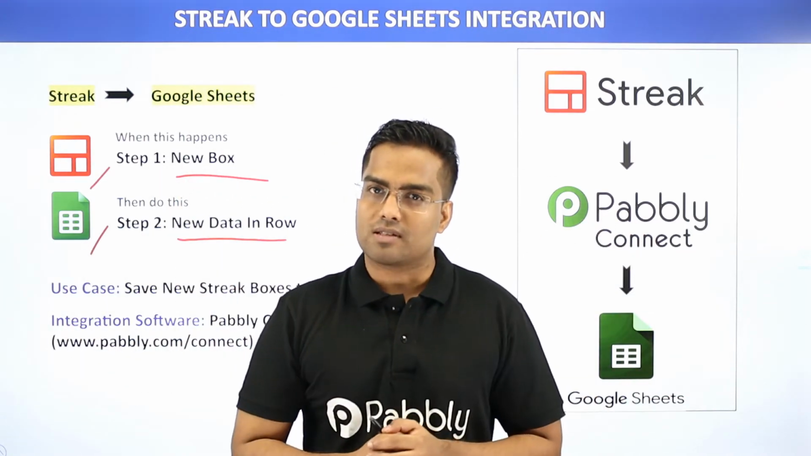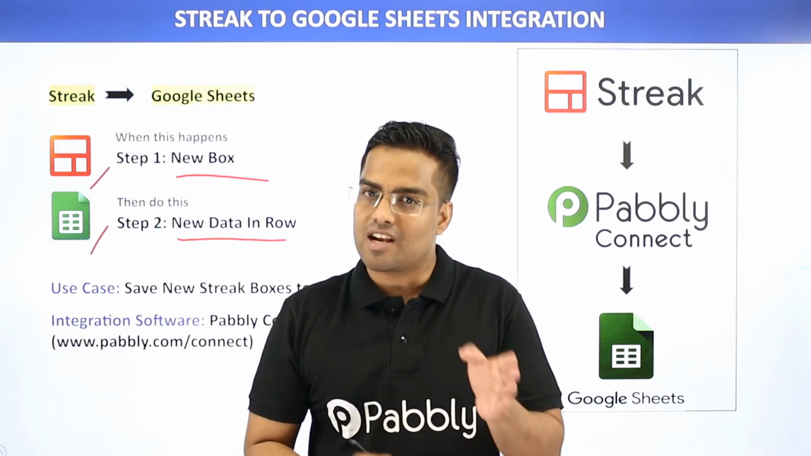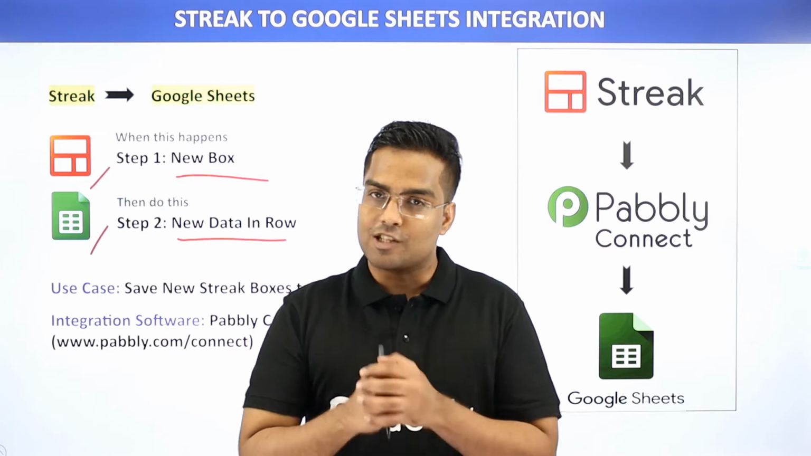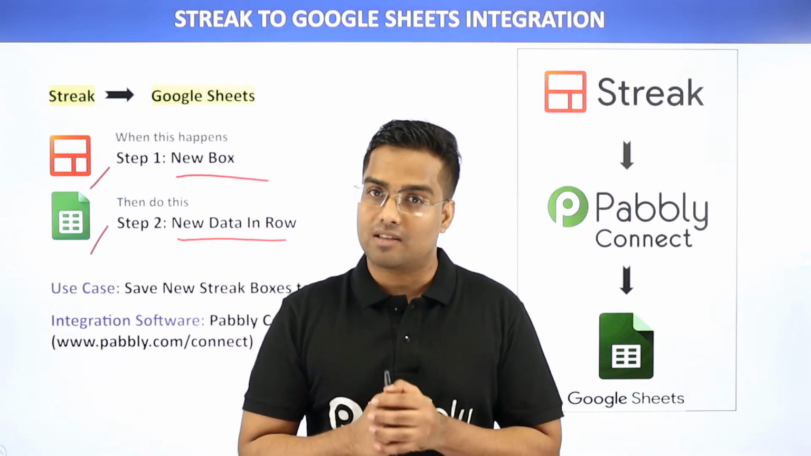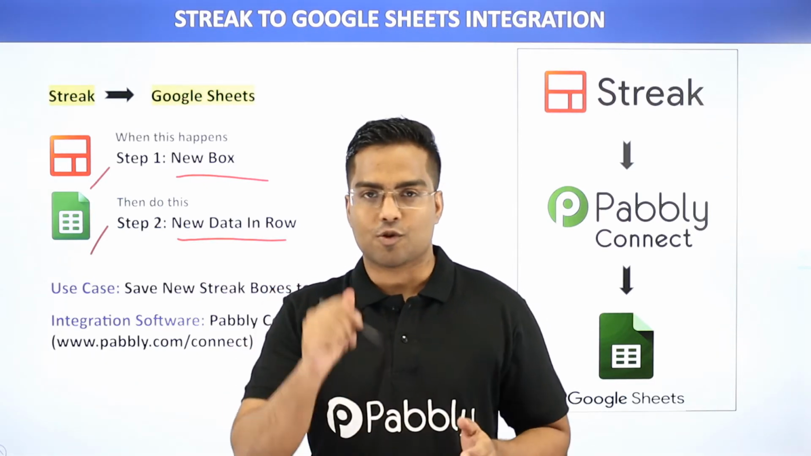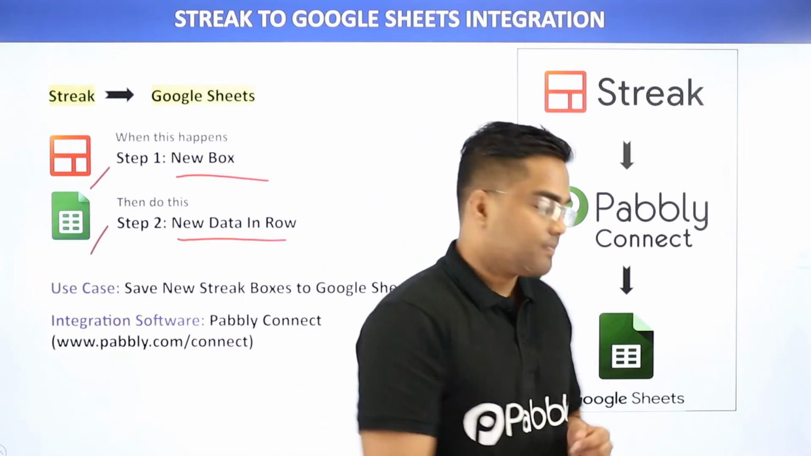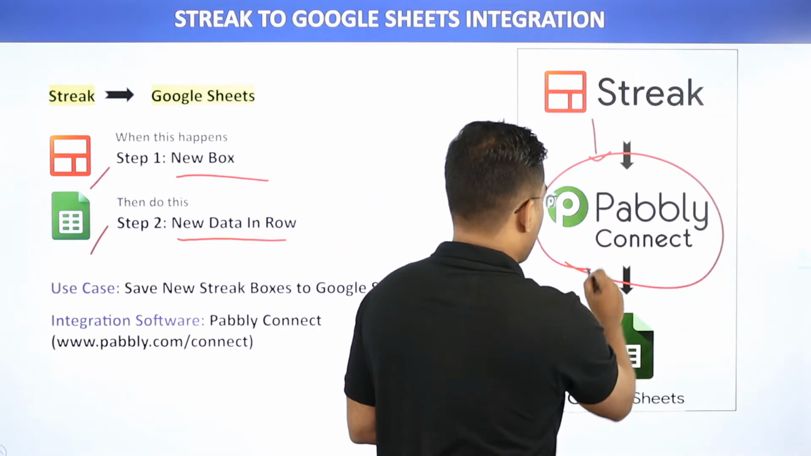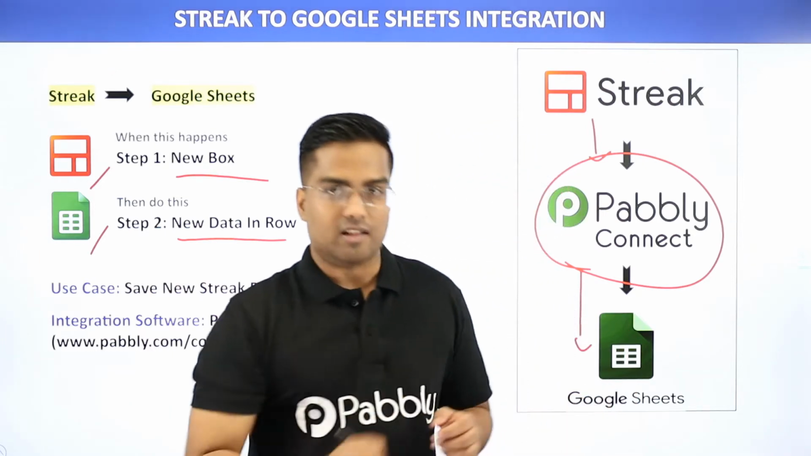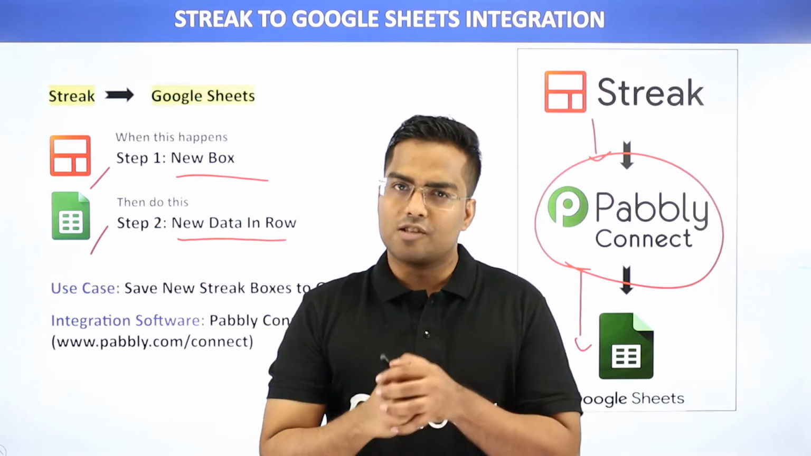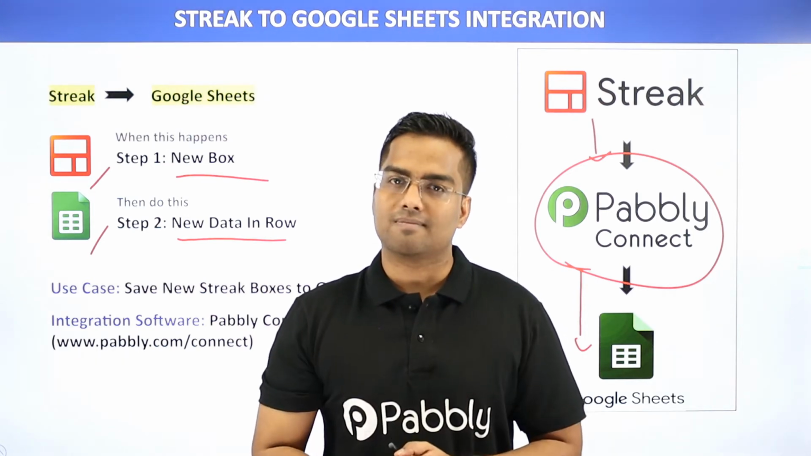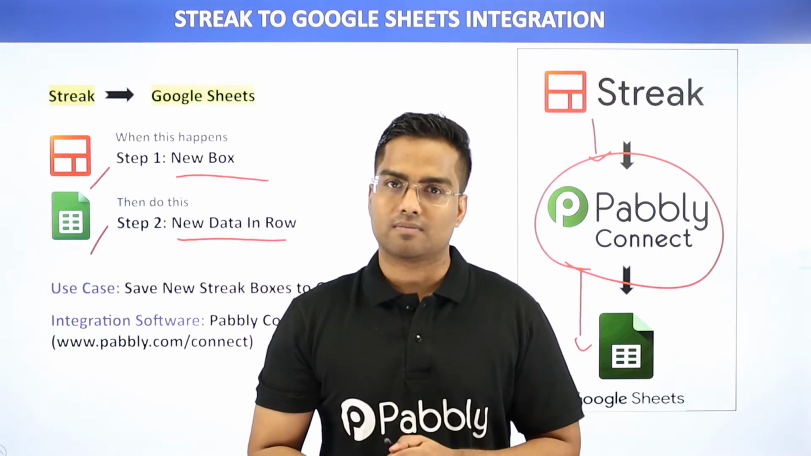Now as you may know, there is some kind of integration between Streak and Google Sheet. But this integration is kind of limited. So in cases like these, we need to bring a third app to connect them both. So in this video, we will use Pabbly Connect to integrate Streak and Google Sheet. And the best part of using Pabbly Connect is there is no need for coding skills or programming language. It can be done easily. Let me show you on my screen.